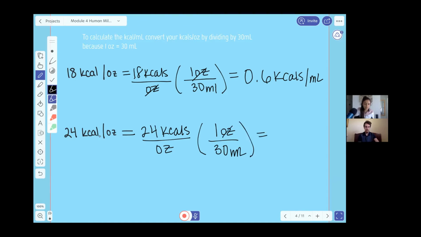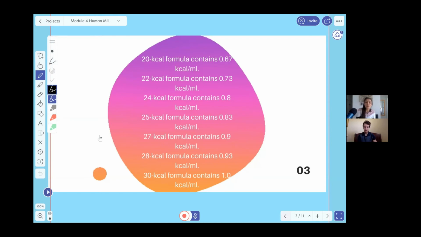Once again, our ounces cancels out. We're going to divide 24 by 30, and that gives us 0.8 kcals per milliliter. All right, simple enough. So remember that 1 ounce equals 30 mLs. 30 mLs equals 1 ounce. When you're converting, that's the conversion factor that you're going to use. When all else fails, I'm going to go back to this. Write this down, keep it somewhere safe so that you have it handy.